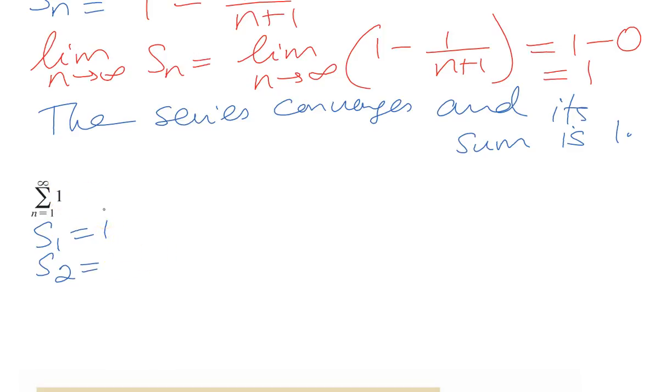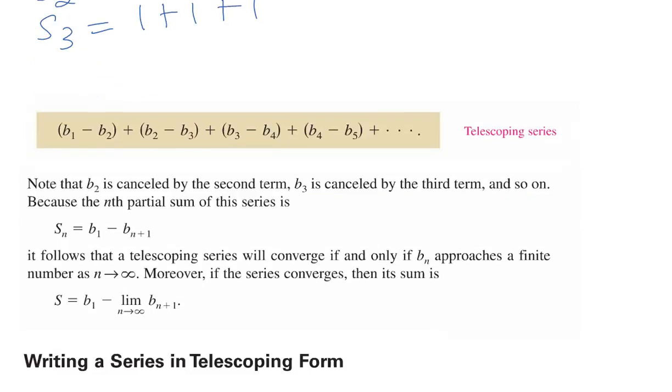So the second partial sum is the first term plus the second term. The third partial sum is the first term plus the second term plus the third term. So you know what's happening, right? Now can you tell me what the nth partial sum is? Okay, go all the way down. So for the nth partial sum, how many times are you going to write 1? You're going to write 1 n times, which is n.